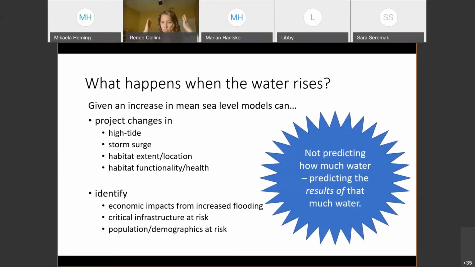So I'm just reiterating this because I think sometimes there's some confusion. These models are not predicting how much water there's going to be. They're taking those curves, those projections of how much water there's going to be that we talked about earlier, and then they're looking at what changes may occur because of that. And so I just wanted to make sure we're all on the same page about that.